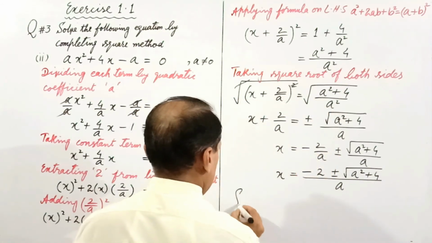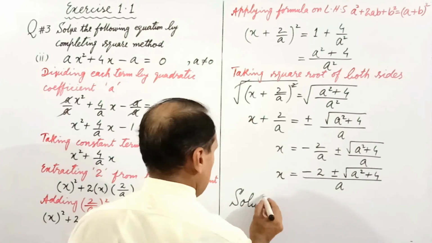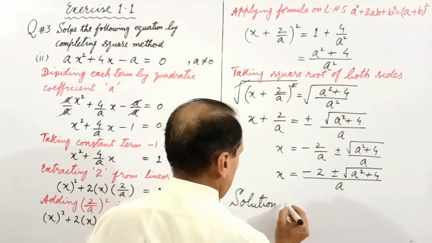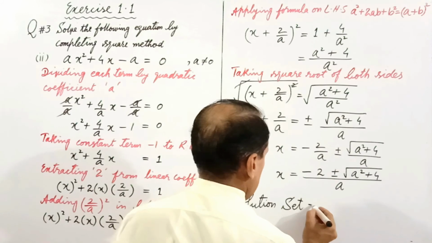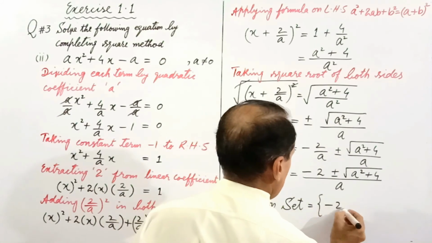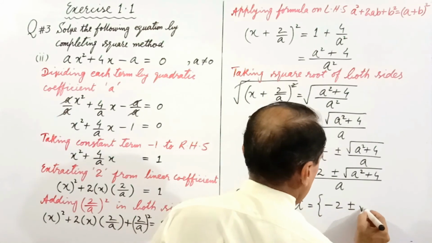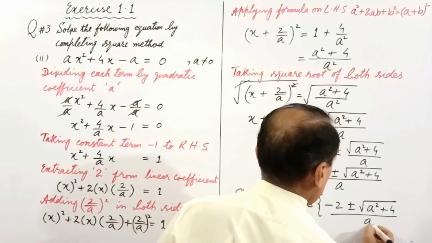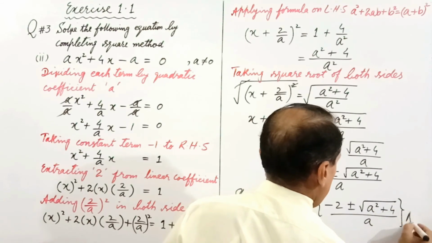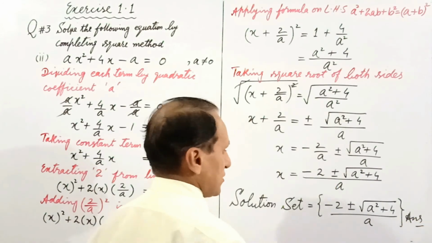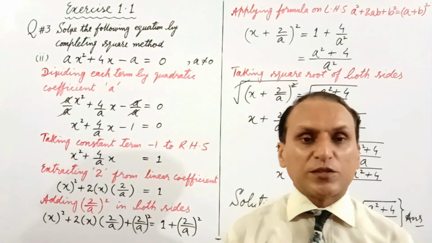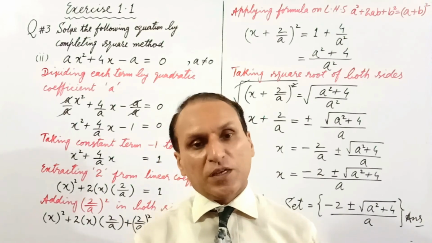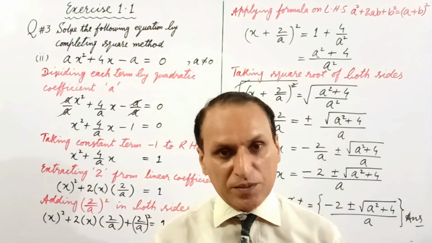Hence, that is the solution set: minus 2 plus minus under root a square plus 4 over a. That's it for part 2, and we found the solution of the given quadratic equation in that part. Thank you.